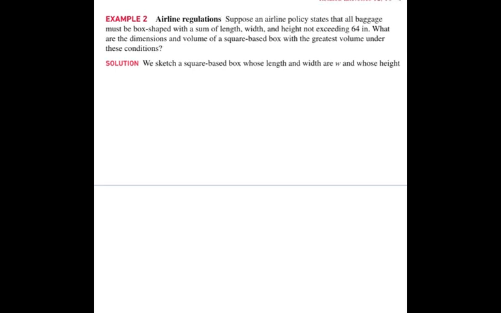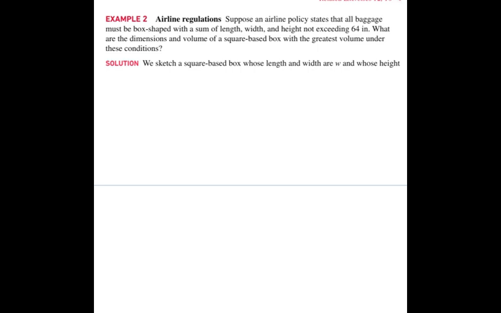So airline regulations. Suppose an airline policy states that all baggage must be box shaped with a sum of length, width, and height not exceeding 64 inches, okay? What are the dimensions and the volume of a square-based box with the greatest volume under these conditions? Okay. Greatest volume. So that means we want to maximize the volume.